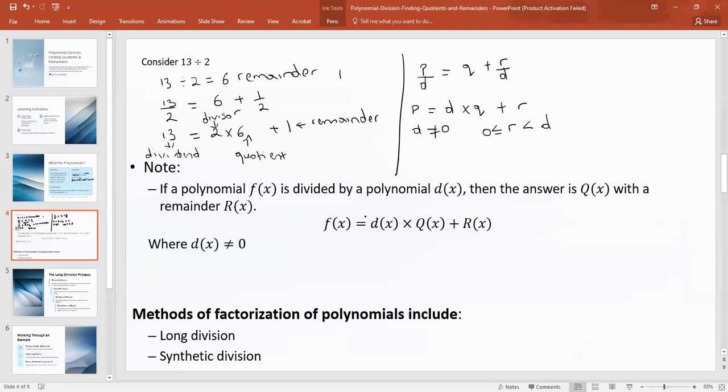So based on this rule for division of numbers, we can bring up a rule for division of polynomials. Take note of the following. If a polynomial f of x is divided by a polynomial d of x, then the answer is q of x with the remainder r of x. Alternatively, we can write it as f of x equals d of x times q of x plus r of x, whereby d of x is different from 0. These are also what we call methods of factorization of polynomials, which include long division and synthetic division. We will pick up the first point, and that will be our discussion of the next slide.